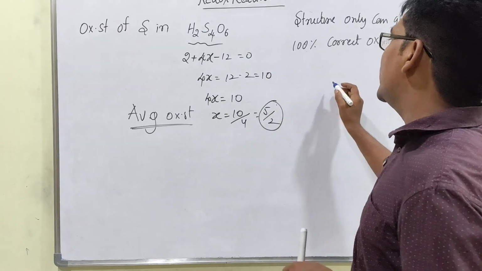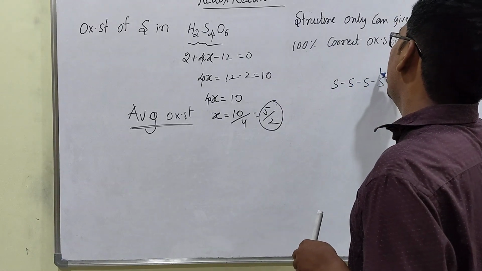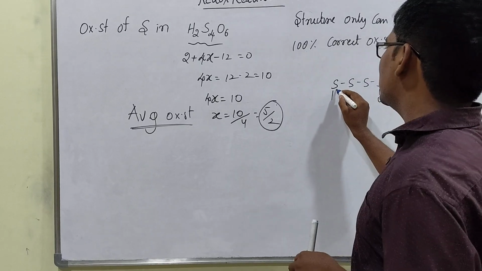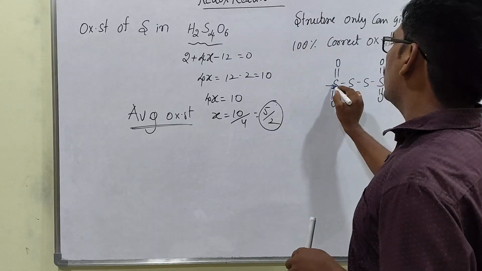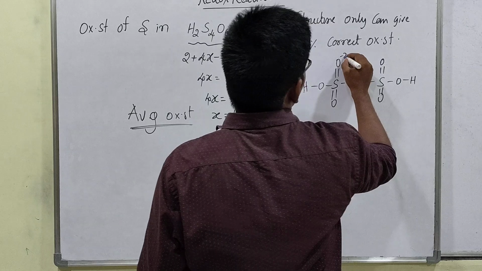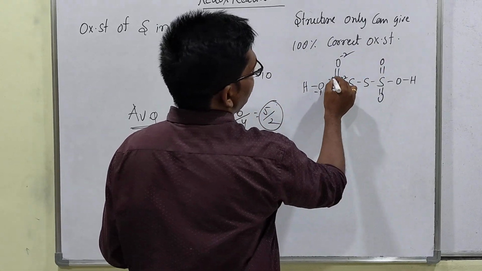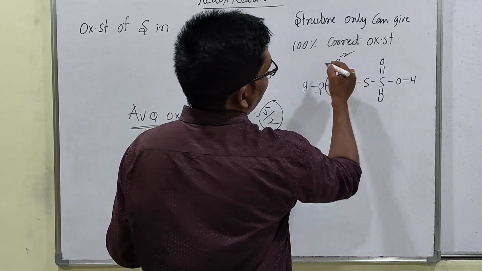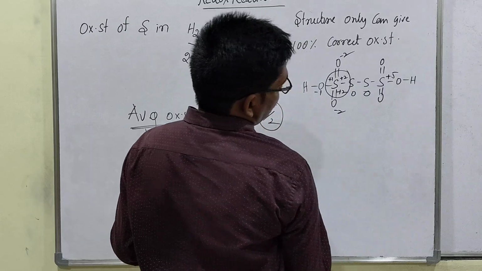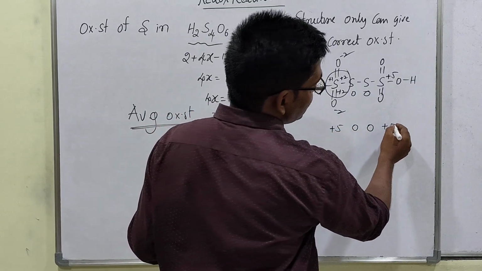So what is the structure? S bond S bond S bond S, then double bond O, then double bond O, then bond OH. Already we have seen this, right? Double bond O, bond O, bond H, like this. So here minus 2 oxidation state, plus 2, then minus 2, plus 2, then minus 1, plus 1, then totally plus 5. Then here 0, 0, then here also plus 5. So plus 5, then 0, then 0, then plus 5 oxidation state.